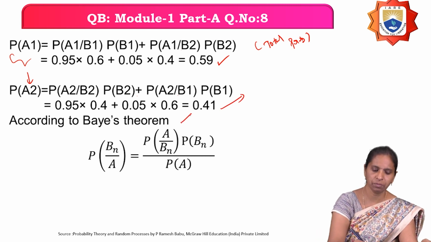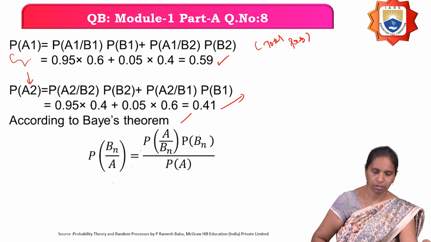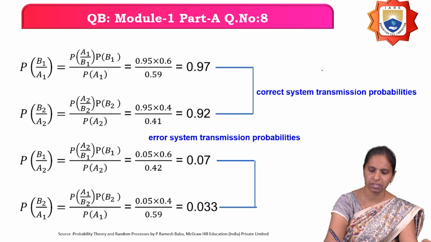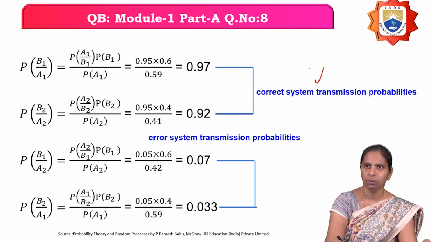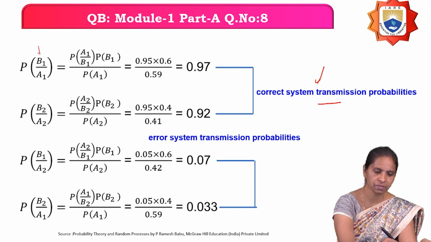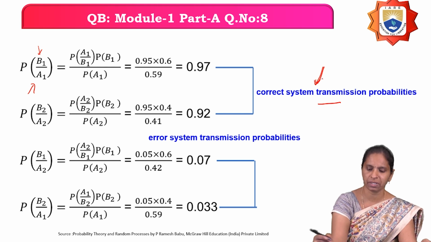Next, what is the Bayes theorem? P of Bn by A equals P of A by Bn into P of Bn by P of A. Now, we will calculate the correct system transmission probabilities. What is the correct system transmission? Nothing but the probability that transmitted is 1 and given that received is also 1. That is the correct system transmission.